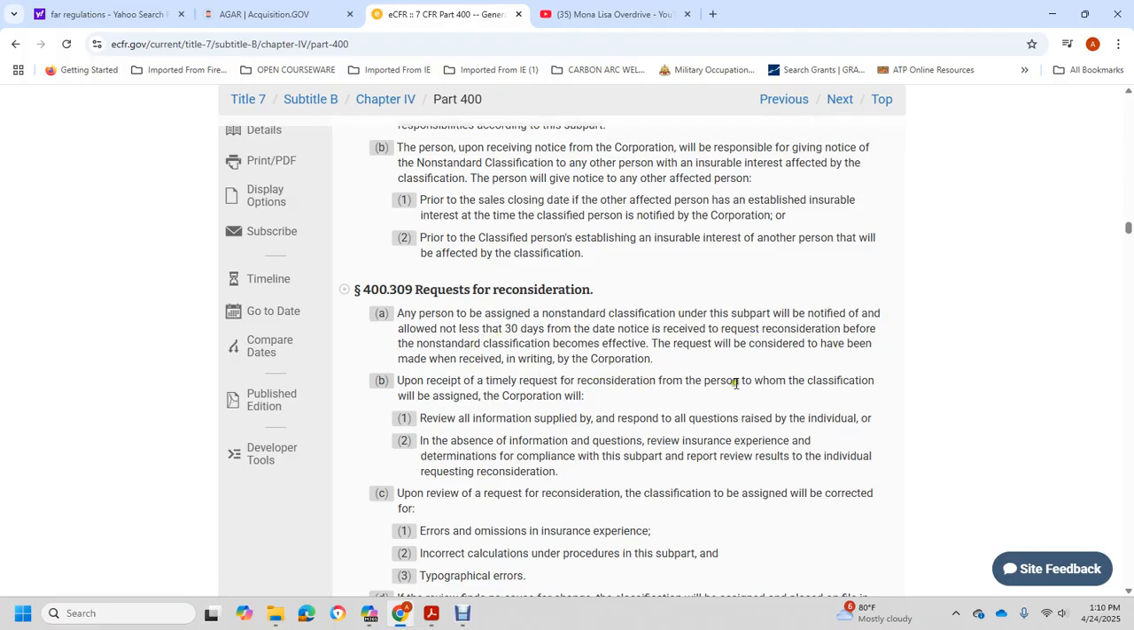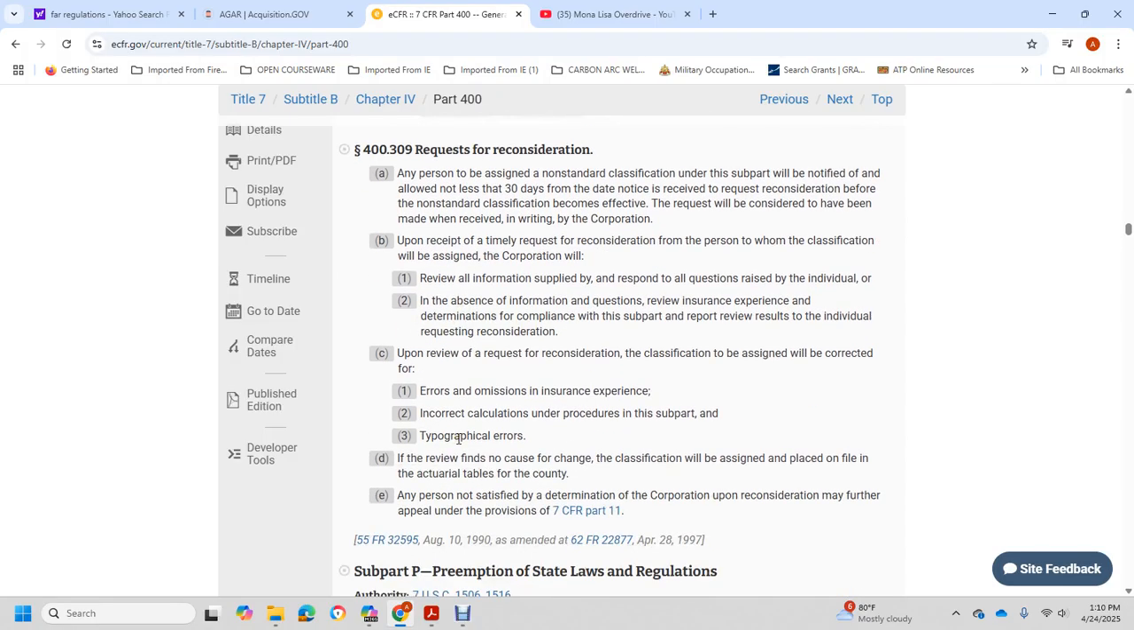Upon the timely request for reconsideration, the person's assigned classification will be reviewed by the corporation, reviewing information supplied by all respondents to the questions raised for the individual. Absent information in question, the determination complies with the subpart. Upon the request of reconsideration, the classification will be corrected for errors of the term and experience in the interim calculation, for the procedure of the subpart, and typographical errors.